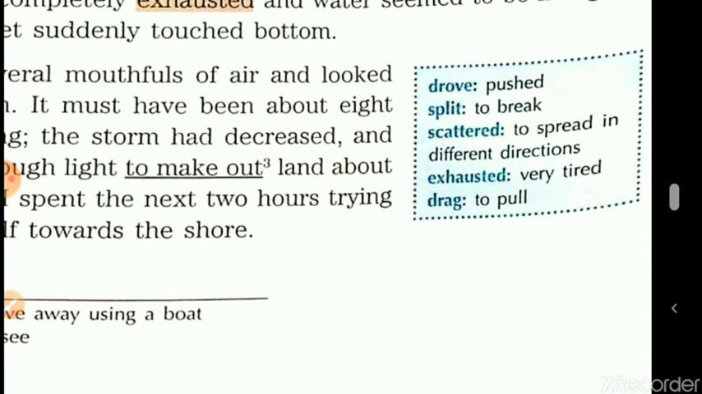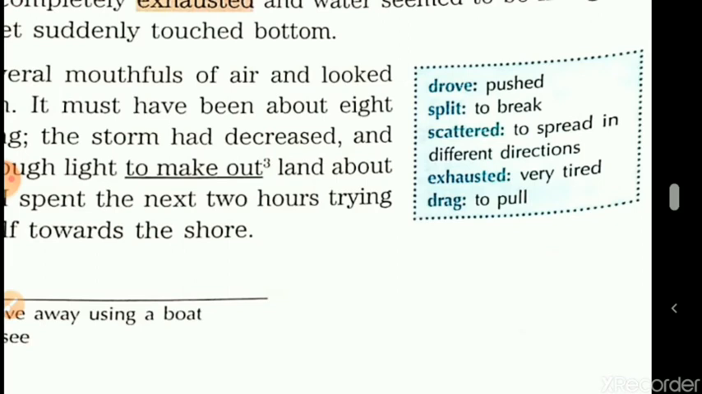The sentence on exhausted is: the long journey exhausted the children. The fifth word is violent. The sentence on violent is: the film contains some violent scenes.